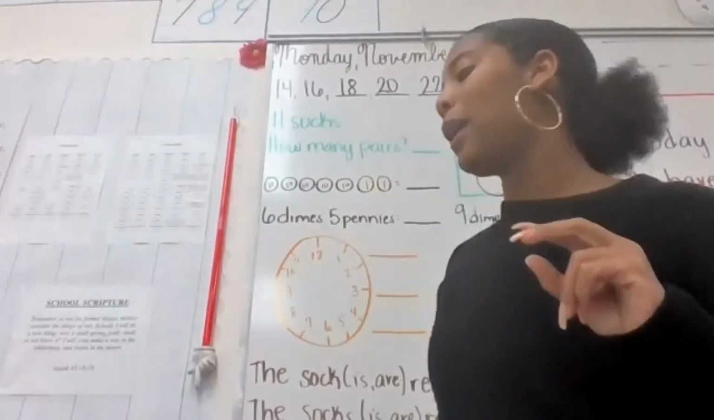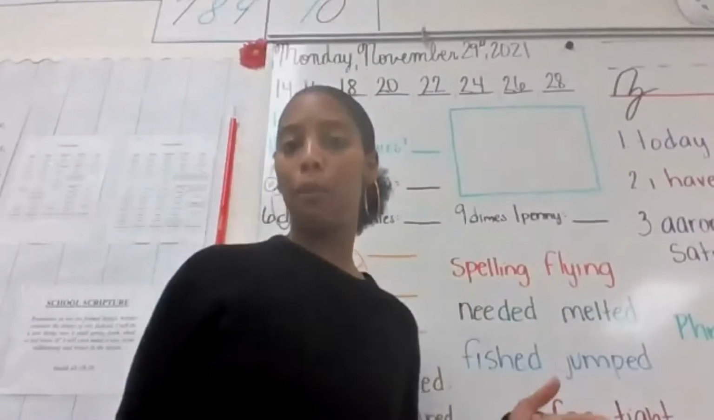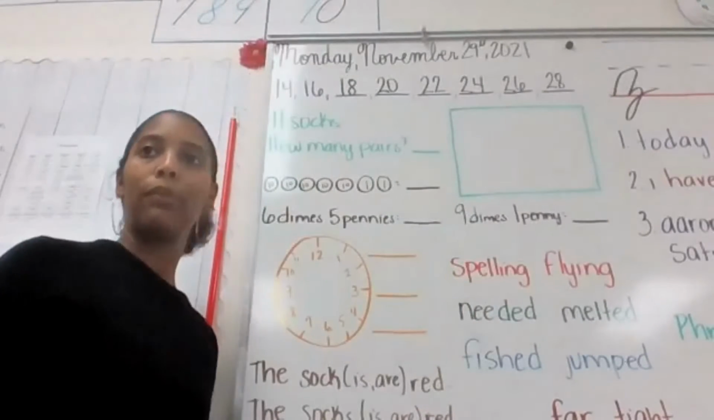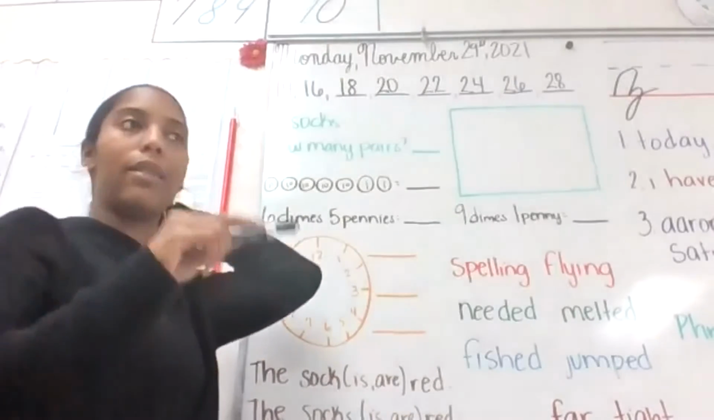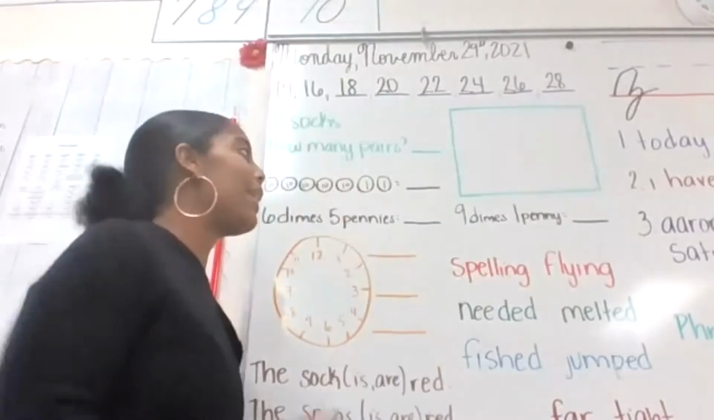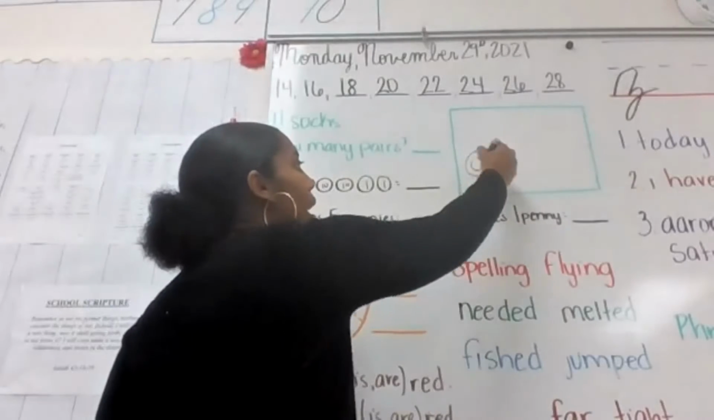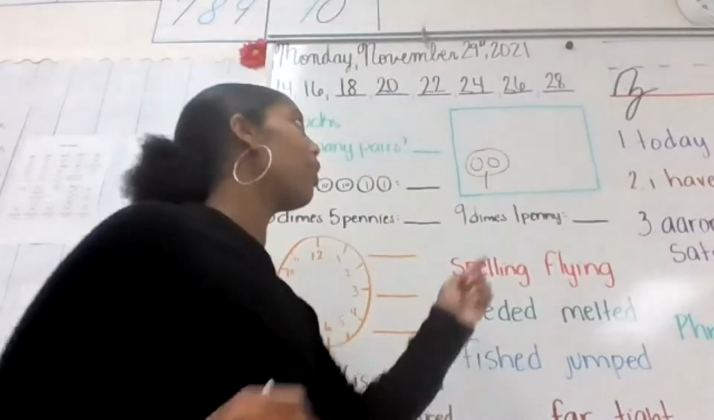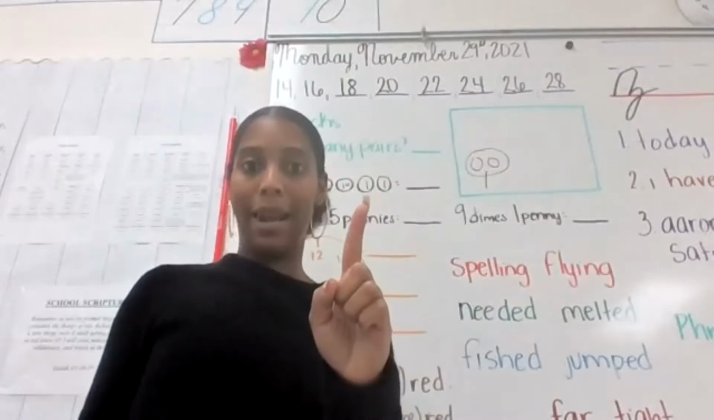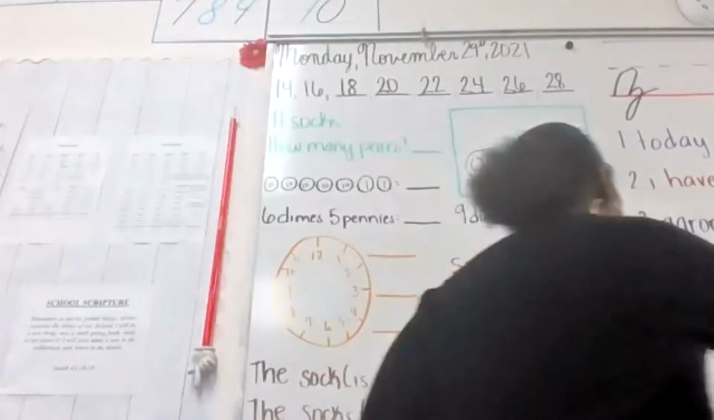So whenever I have a pair, how do I show that it's a pair? You circle 2. I draw 2 and then I circle it to show that that's one pair. Now, whenever I have 2 like this, I don't say that's 2 pairs. No, that's 1 pair. 2 equals 1 pair.